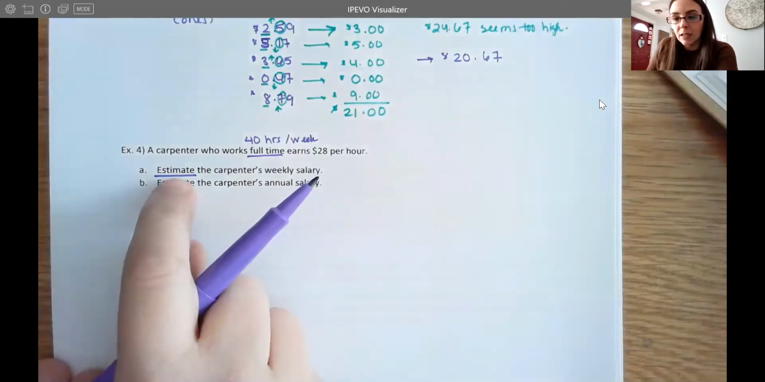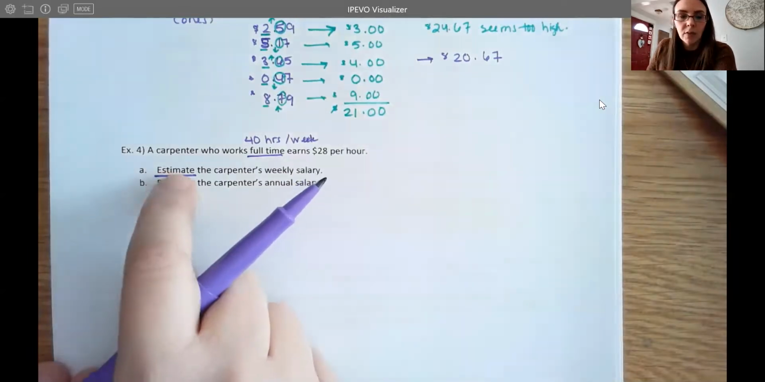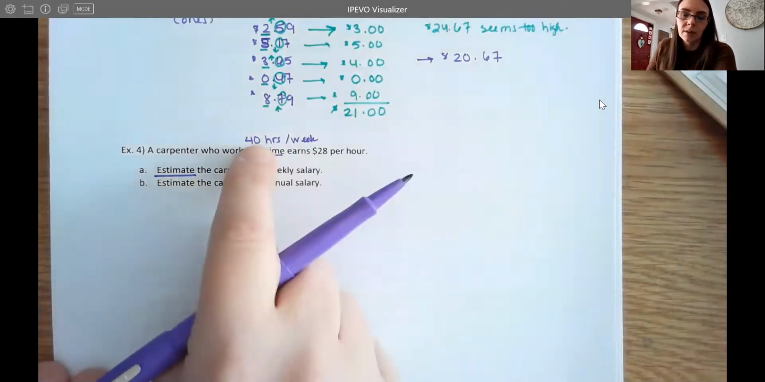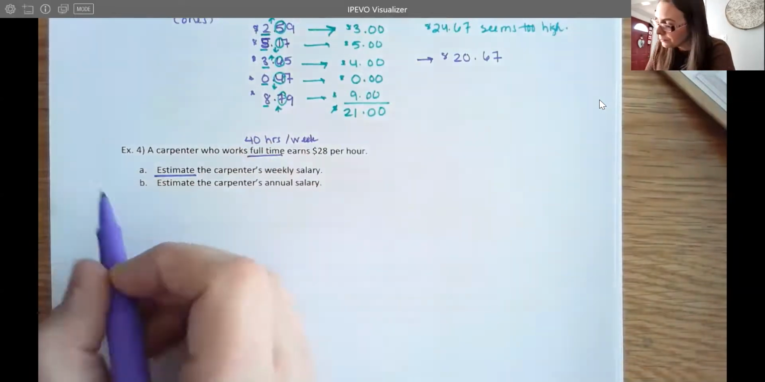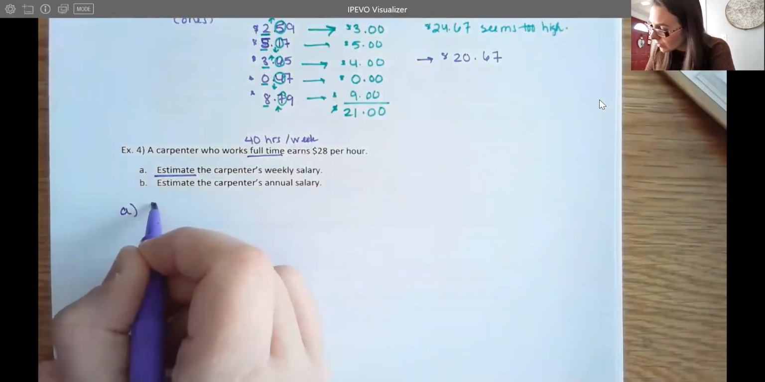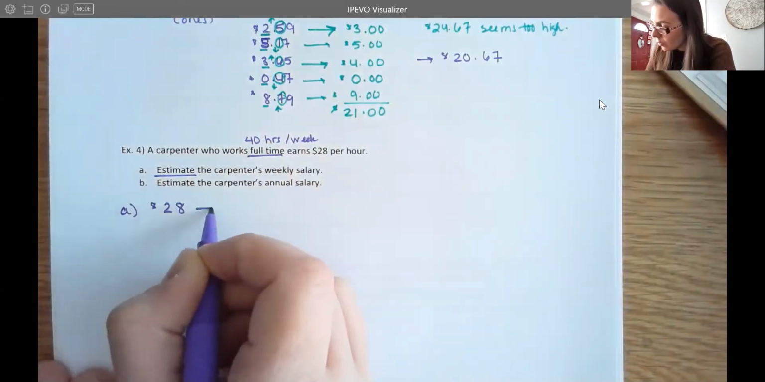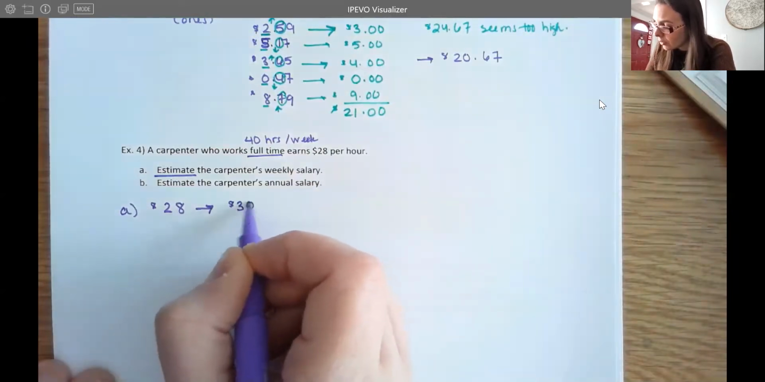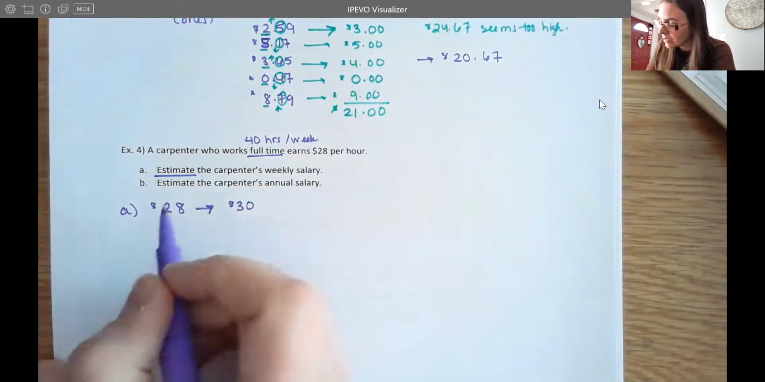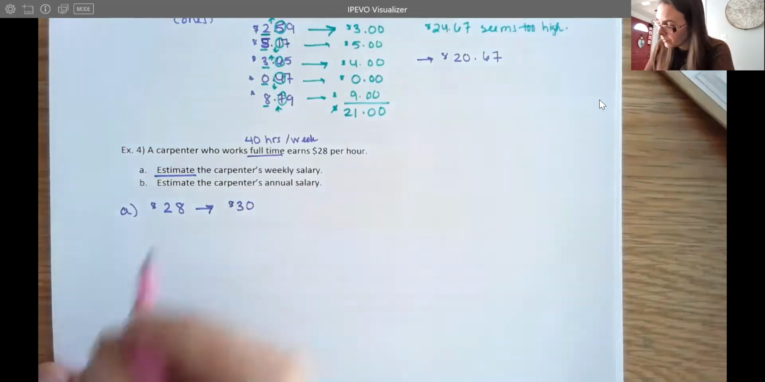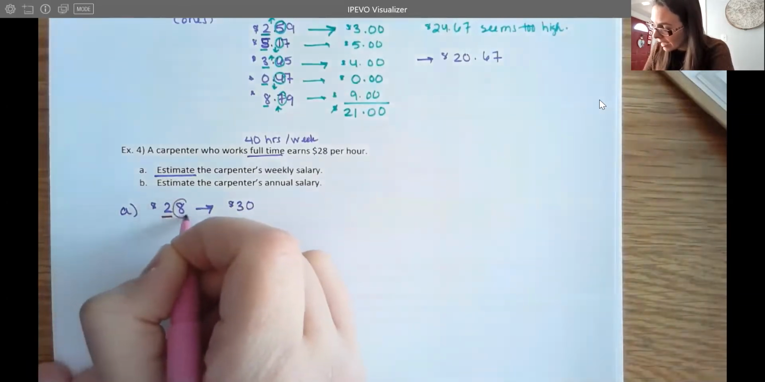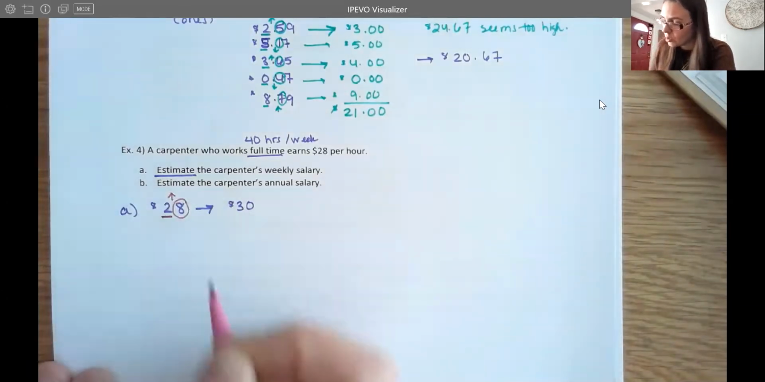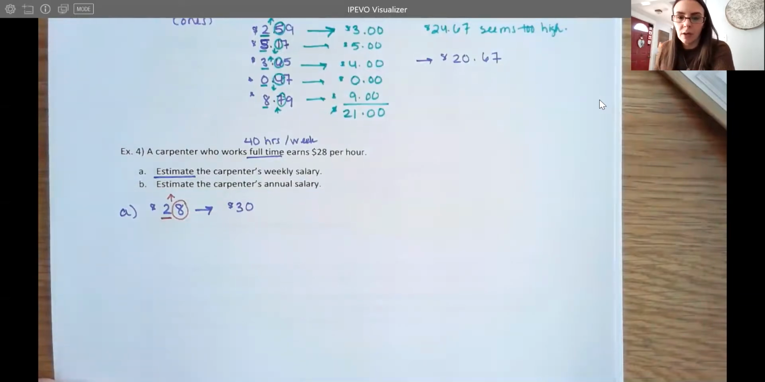So we're going to make that assumption. And I'm estimating, so I don't need the exact answer. If I was looking for the exact answer, I would take that $28 and multiply it by 40. But I'm not. I'm estimating. So if I'm estimating, I want to make my life easy. So that $28 is very close to $30, right? If we round to the nearest tens place, so here, I'm going to say that 8 is big. It's going to end up bumping that 2 up to 3. So he makes about $30 an hour.